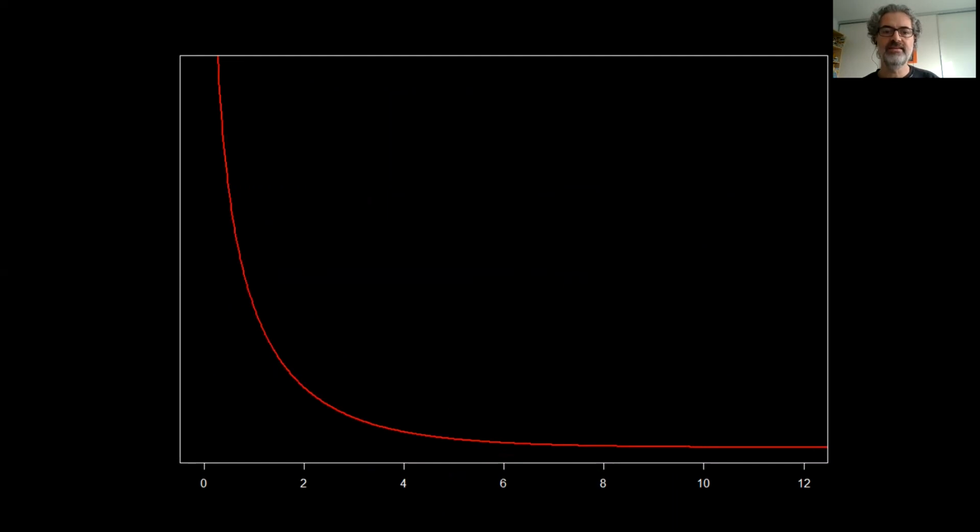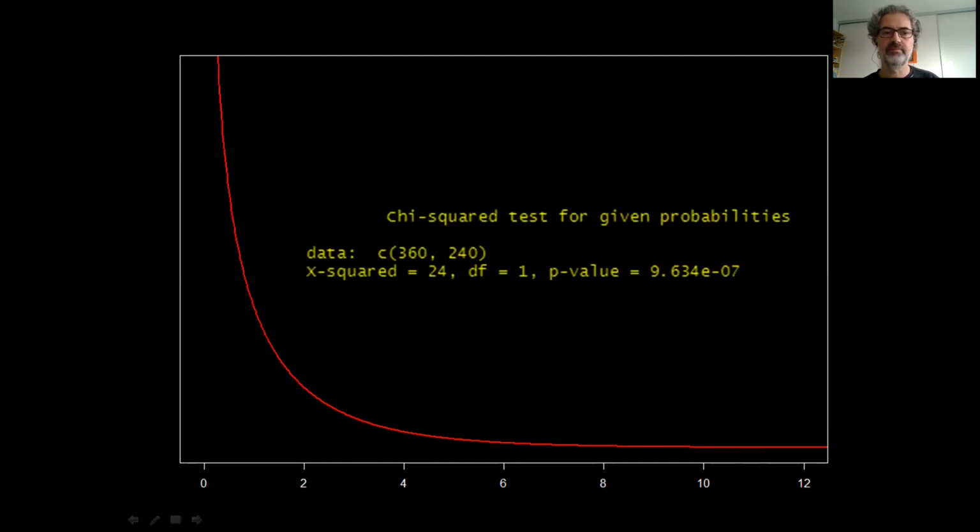24 isn't even on the graph. The axis goes only up to 12 here because the probability has already gone so low that we're not showing it. If we ask a program to calculate this for us, it turns out that the probability of getting 24 or higher is this number. That's an E minus 7. So you need 6 zeros to the left of 9.